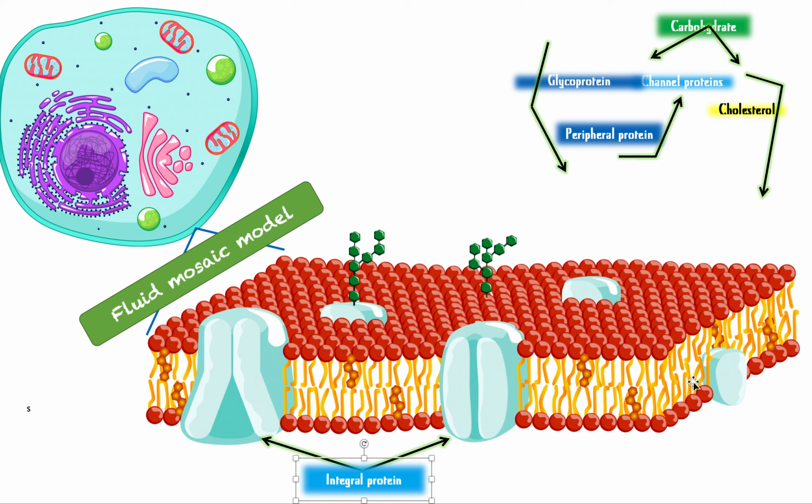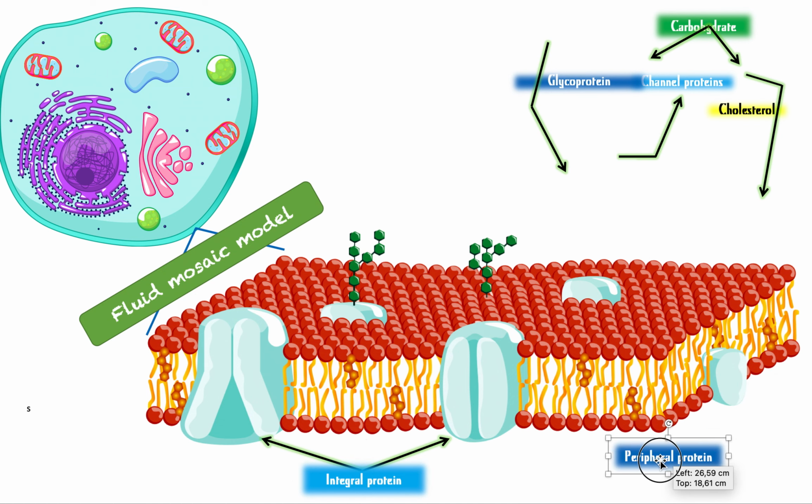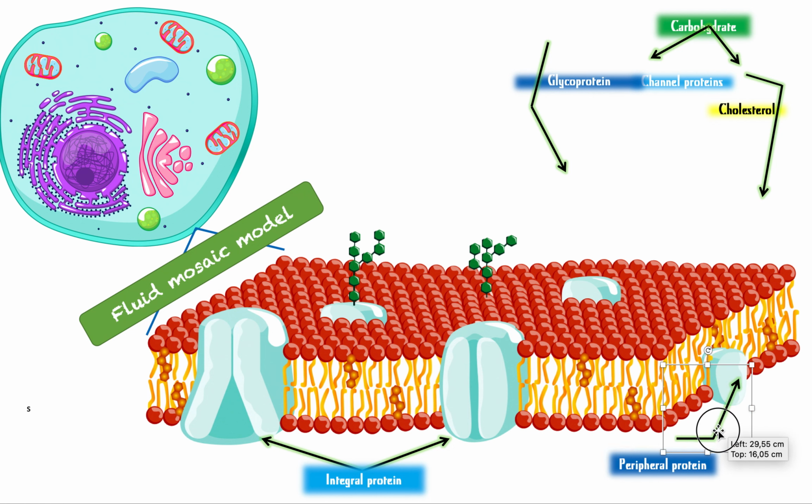So what's next? What about these that don't span the entire length of the membrane? What do we call these? We call these peripheral proteins because they are located on the periphery, the outside of the membrane, not on the inside.